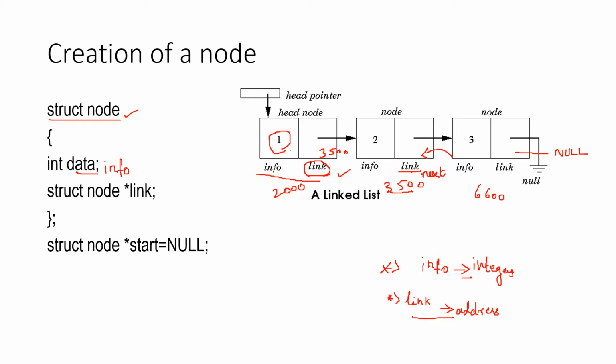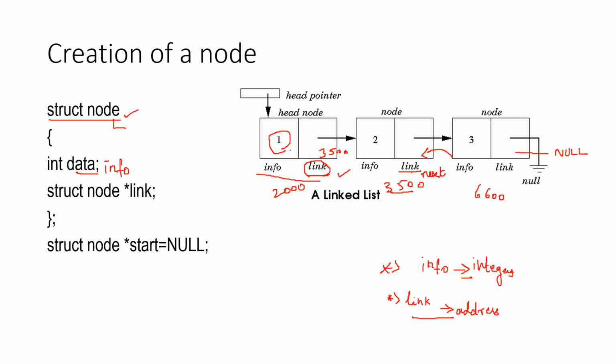Information field can be otherwise called a data field, so nothing wrong in it. And of course, data is nothing but an identifier only. It's a name given by the user. And here node is also an identifier, but node is the name given to my structure and data is the variable. Here data is the member of the node.